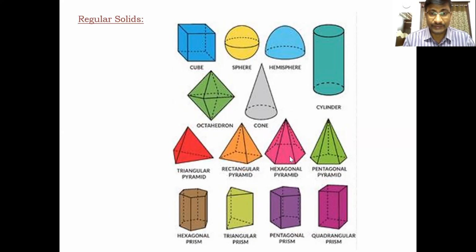These are the triangular faces. Every pyramid has triangular faces. If it is a triangular pyramid, it has 3 triangular faces. If it is a square or rectangular pyramid, it has 4 triangular faces. If it is a hexagonal pyramid, it has 6 triangular faces on 6 sides. A pentagonal pyramid has 5 sides, 5 triangular faces. These are the pyramids and prisms.